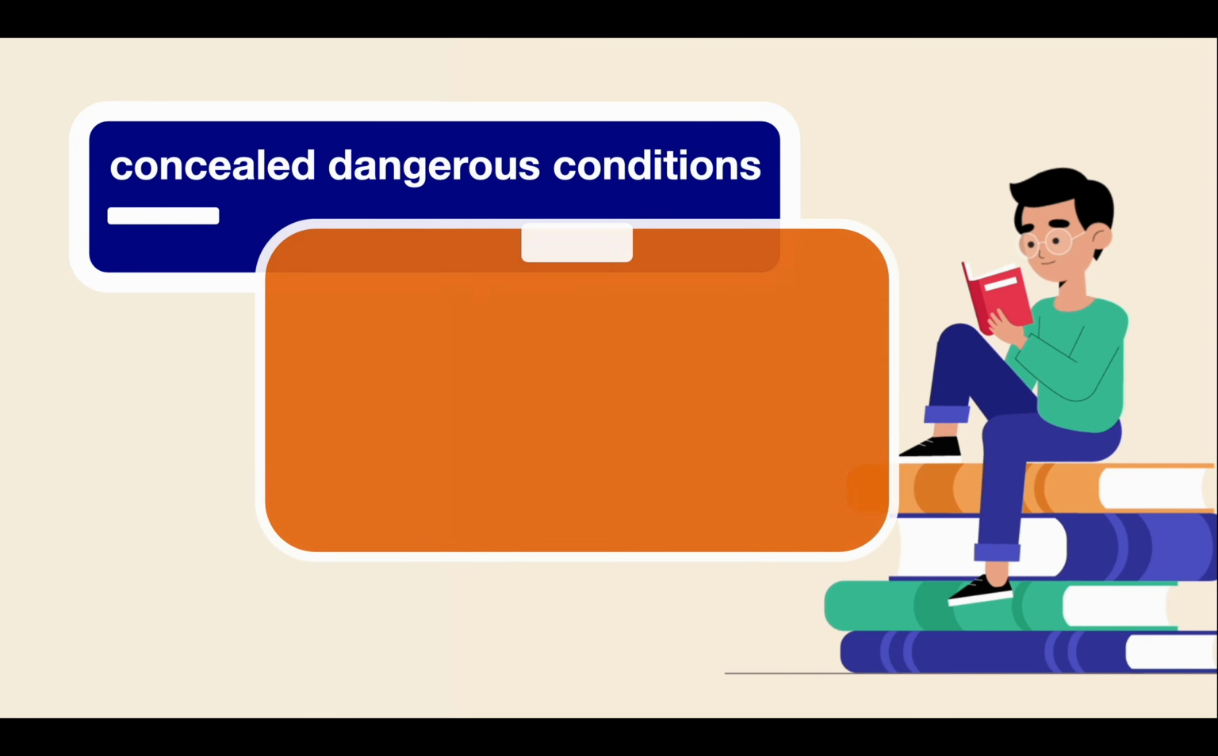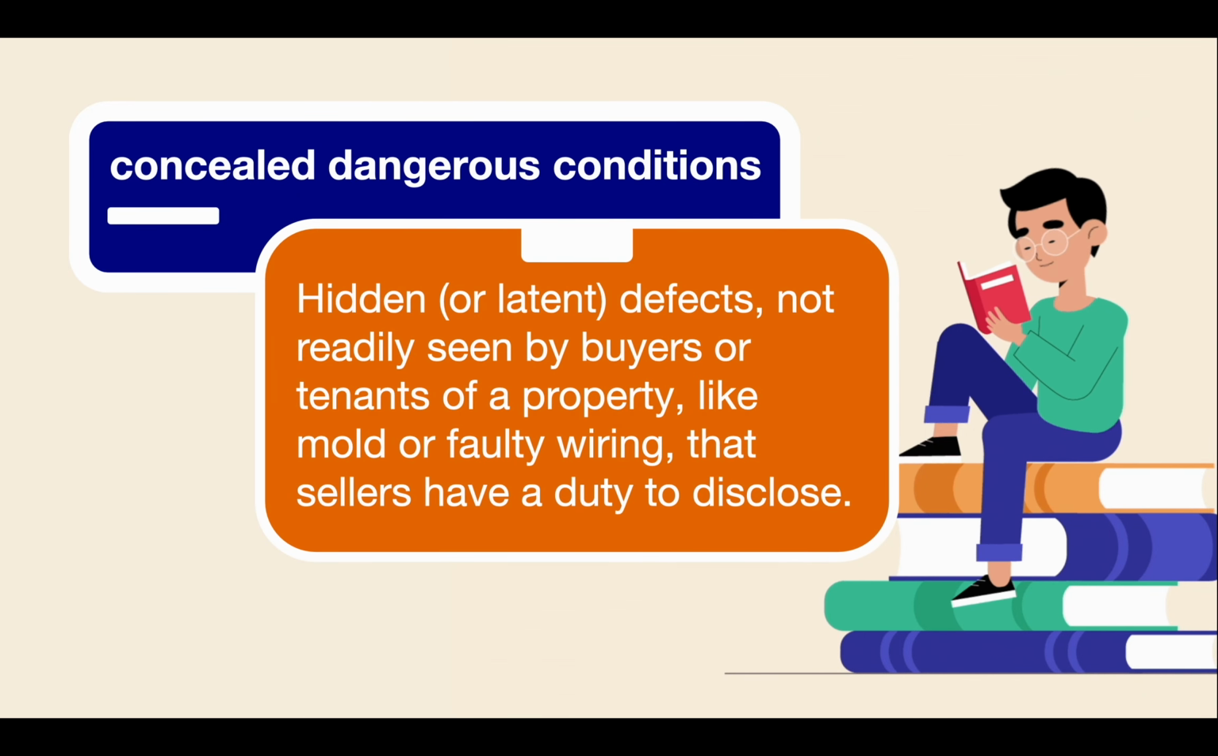Concealed dangerous conditions. Hidden or latent defects, not readily seen by buyers or tenants of a property, like mold or faulty wiring, that sellers have a duty to disclose.